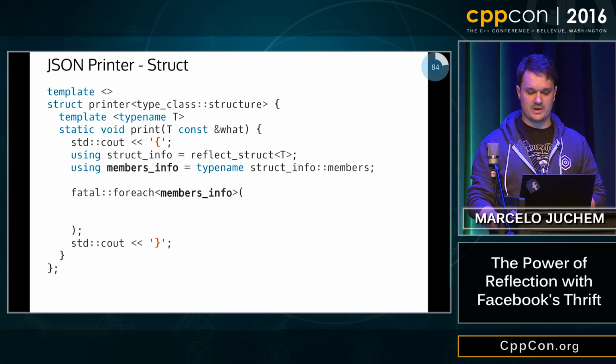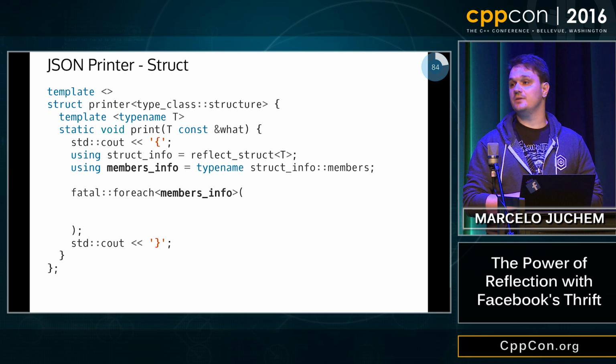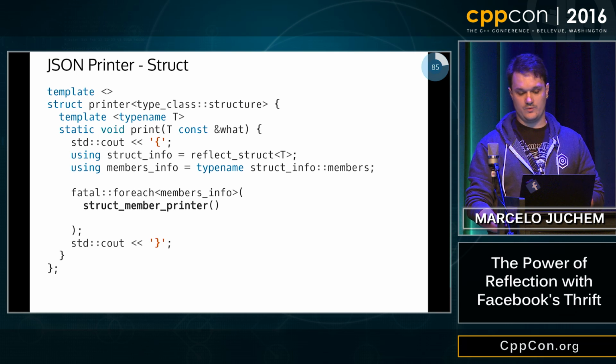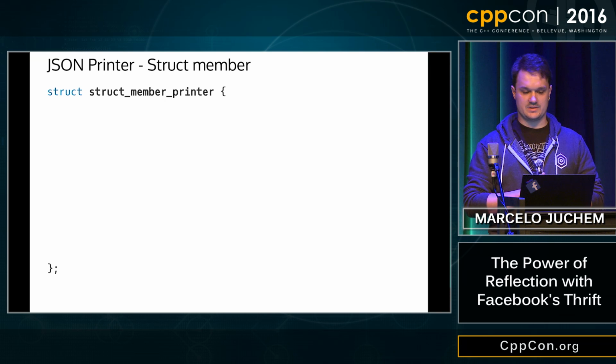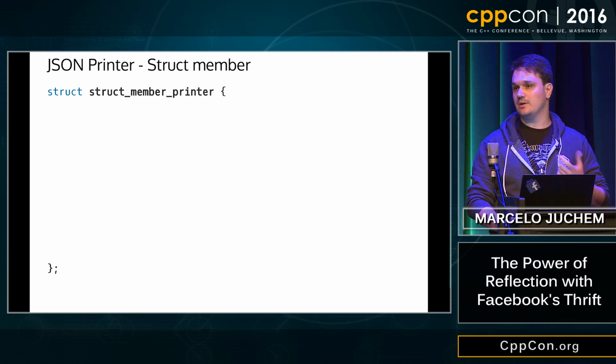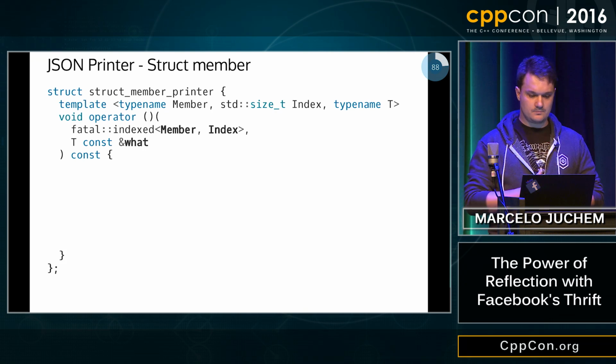And with that in mind, we can simply say, well, iterate over that using for each. And whenever you find a member, call this visitor here and pass the member information to it, and also, of course, the structure itself. So let's take a look at how this visitor is implemented, because every time it's called, we want to figure out for this specific member, what is the type and how do I print it?